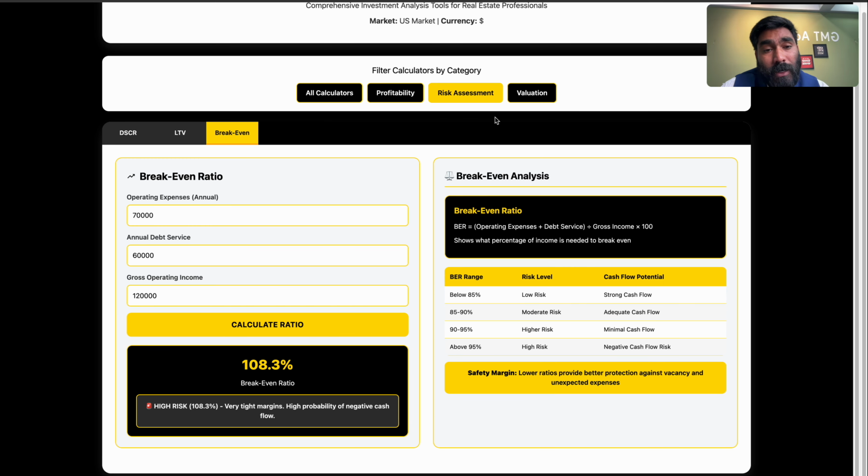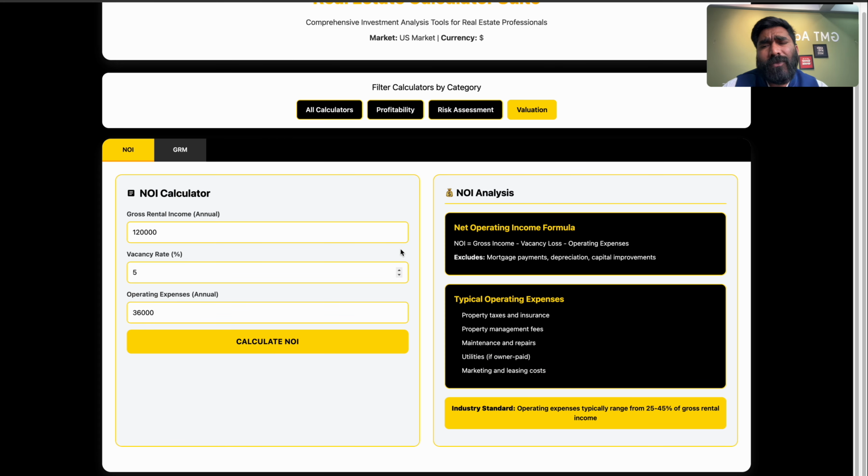Now let me talk about the valuation ratios. What are the valuation ratios? There are two valuation ratios which we consider while calculating property values, and there are others as well, but at least in this particular module I would like to focus on these two. So let's talk about net operating income. Net operating income helps us get the valuation of a property as well.